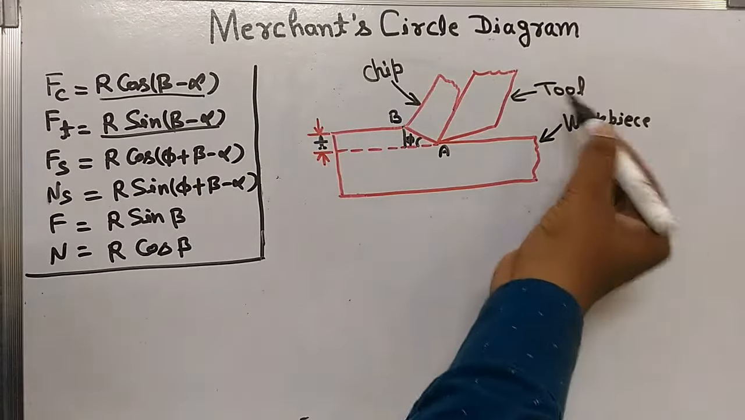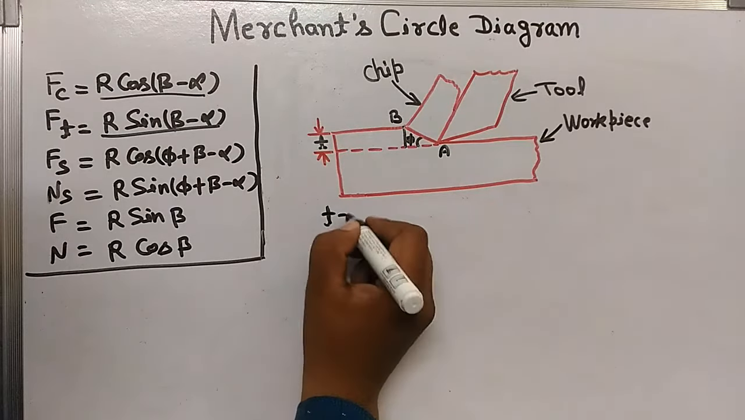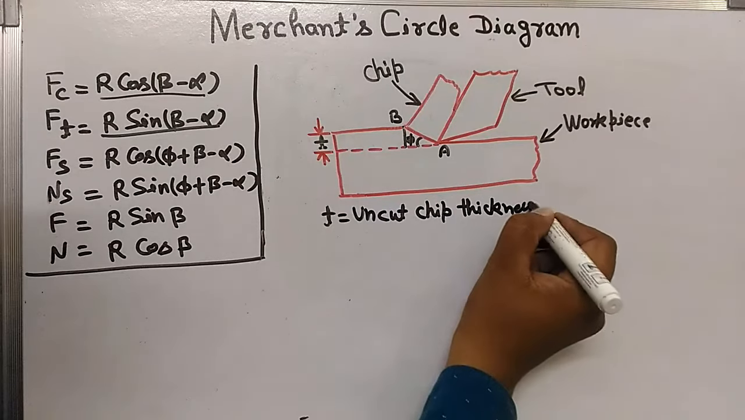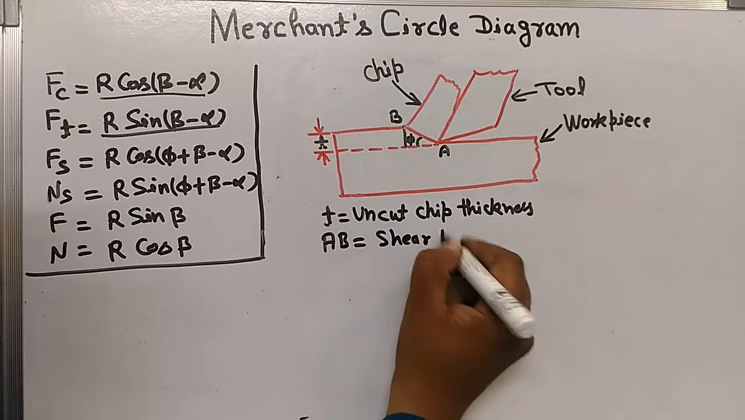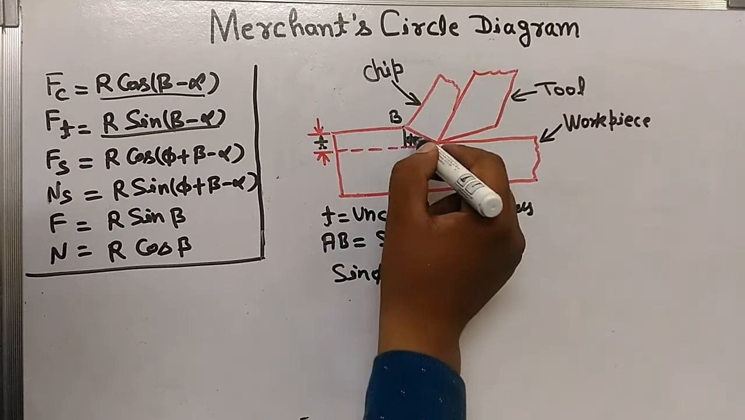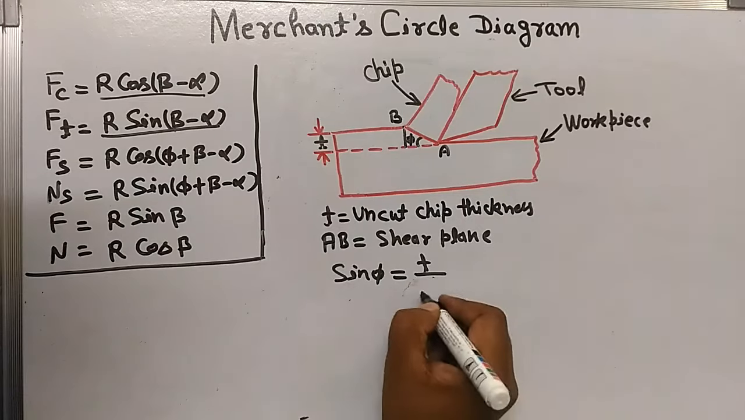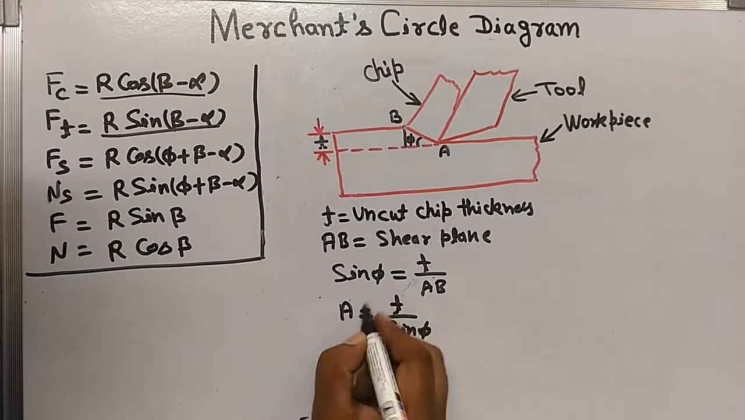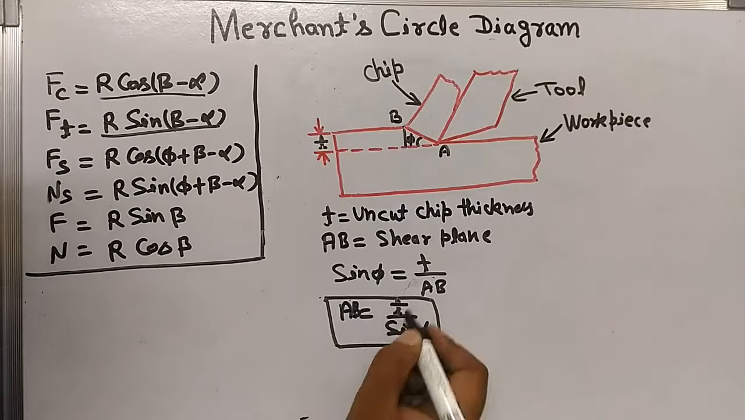Look at this diagram: tool, workpiece, chip, and small t. Small t is the uncut chip thickness. Phi is the shear angle. AB is the shear plane. Sin phi will be small t upon AB. So AB equals t upon sin phi.